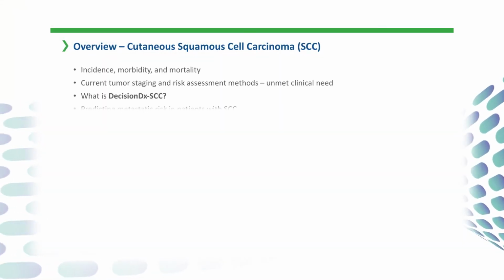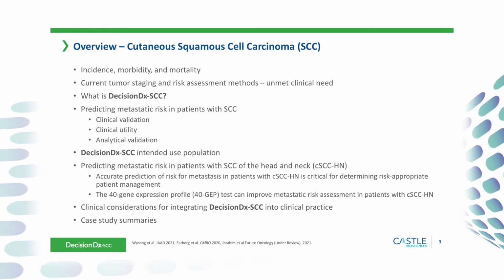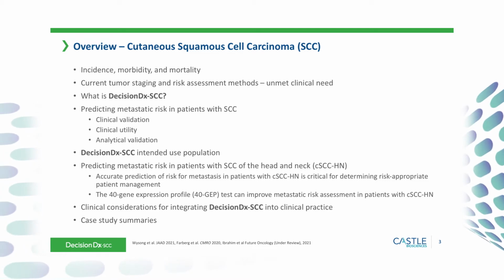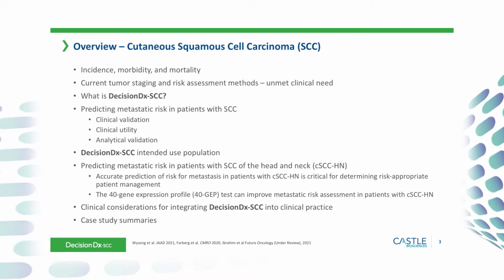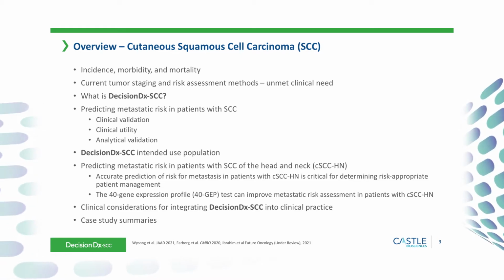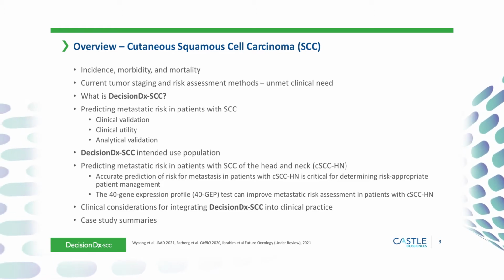So I'm going to hit a few topics today, but this is an outline of what we're looking at. We're going to talk a little bit about cutaneous squamous cell carcinoma, what DecisionDxSCC is, and how we got to understanding how this gene expression classifier works, what the intended use population is, and then using it to help predict metastasis, both in non-head and neck as well as in head and neck cancer. Finally, talking a little bit about clinical considerations, meaning how do you take this information and apply it to your clinical practice? And then finally showing just a few case studies to give you an idea of what we're talking about.